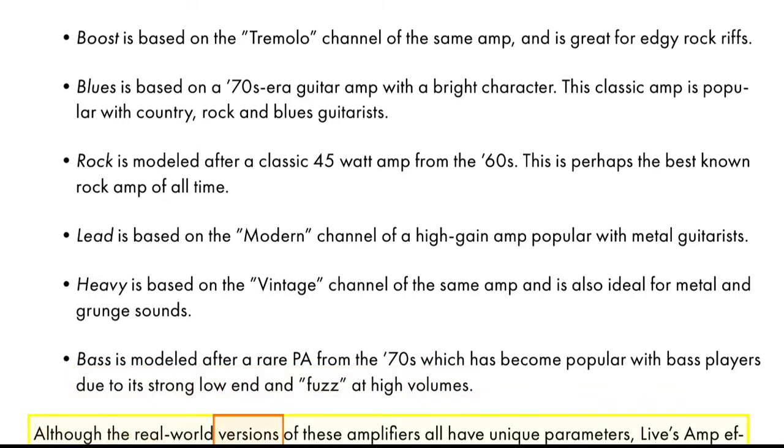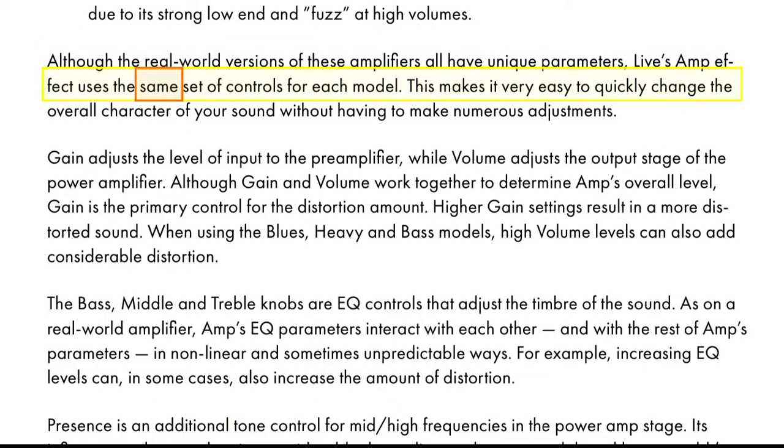Although the real-world versions of these amplifiers all have unique parameters, Live's amp effect uses the same set of controls for each model. This makes it very easy to quickly change the overall character of your sound without having to make numerous adjustments. Gain adjusts the level of input to the preamplifier, while volume adjusts the output stage of the power amplifier. Although gain and volume work together to determine amp's overall level, gain is the primary control for the distortion amount. Higher gain settings result in a more distorted sound.